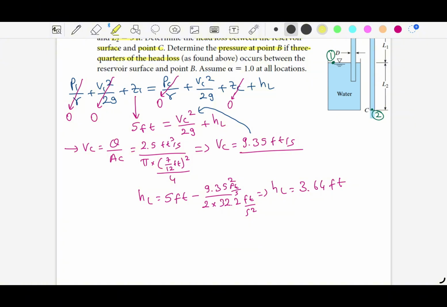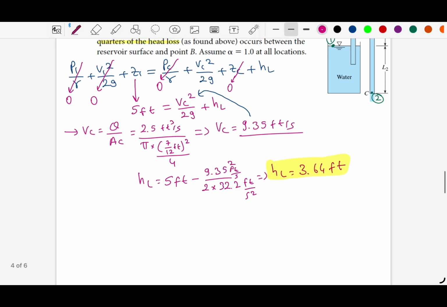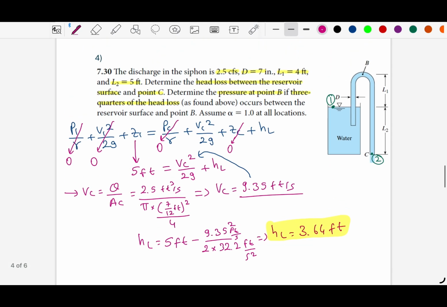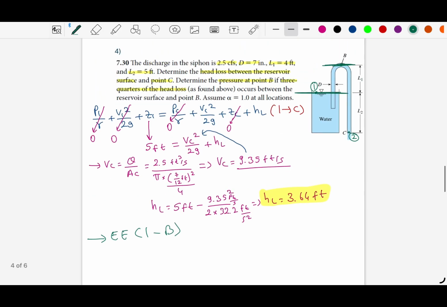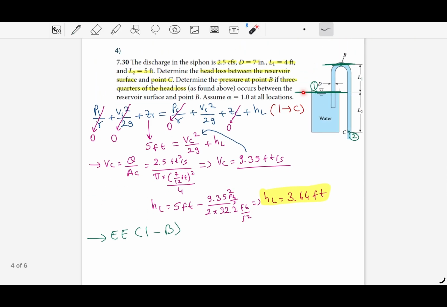So this is the first thing that the question asked. So we calculated the head loss. And now we need to find the pressure at point B. We can write the equation between point B and this surface. Get an equation between 1 and B. This level and this level.